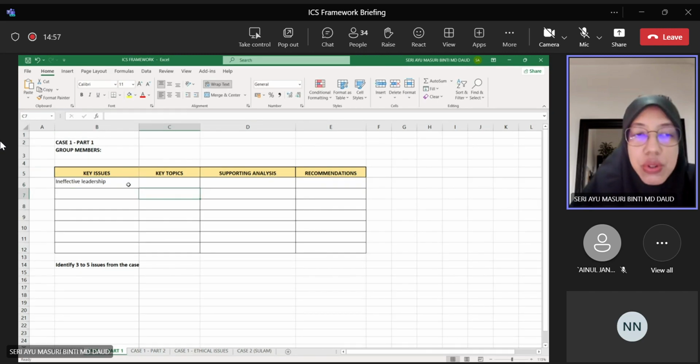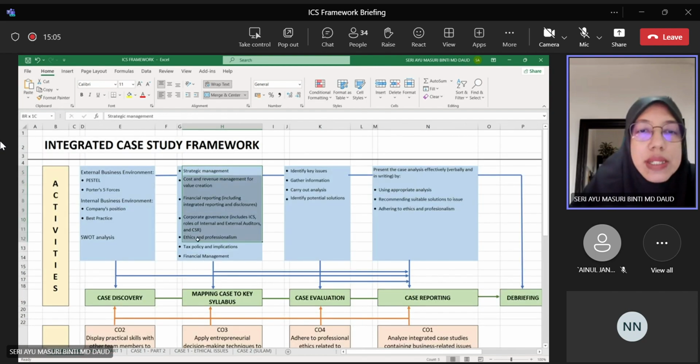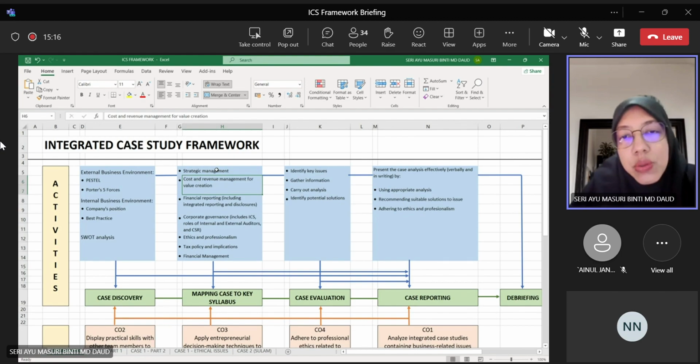So that's the issue. Next, you've got to identify which topic, which syllabus, ineffective leadership falls under. You can refer to this as a guideline. These are really what you have learned throughout your accounting academic journey, from diploma to degree.